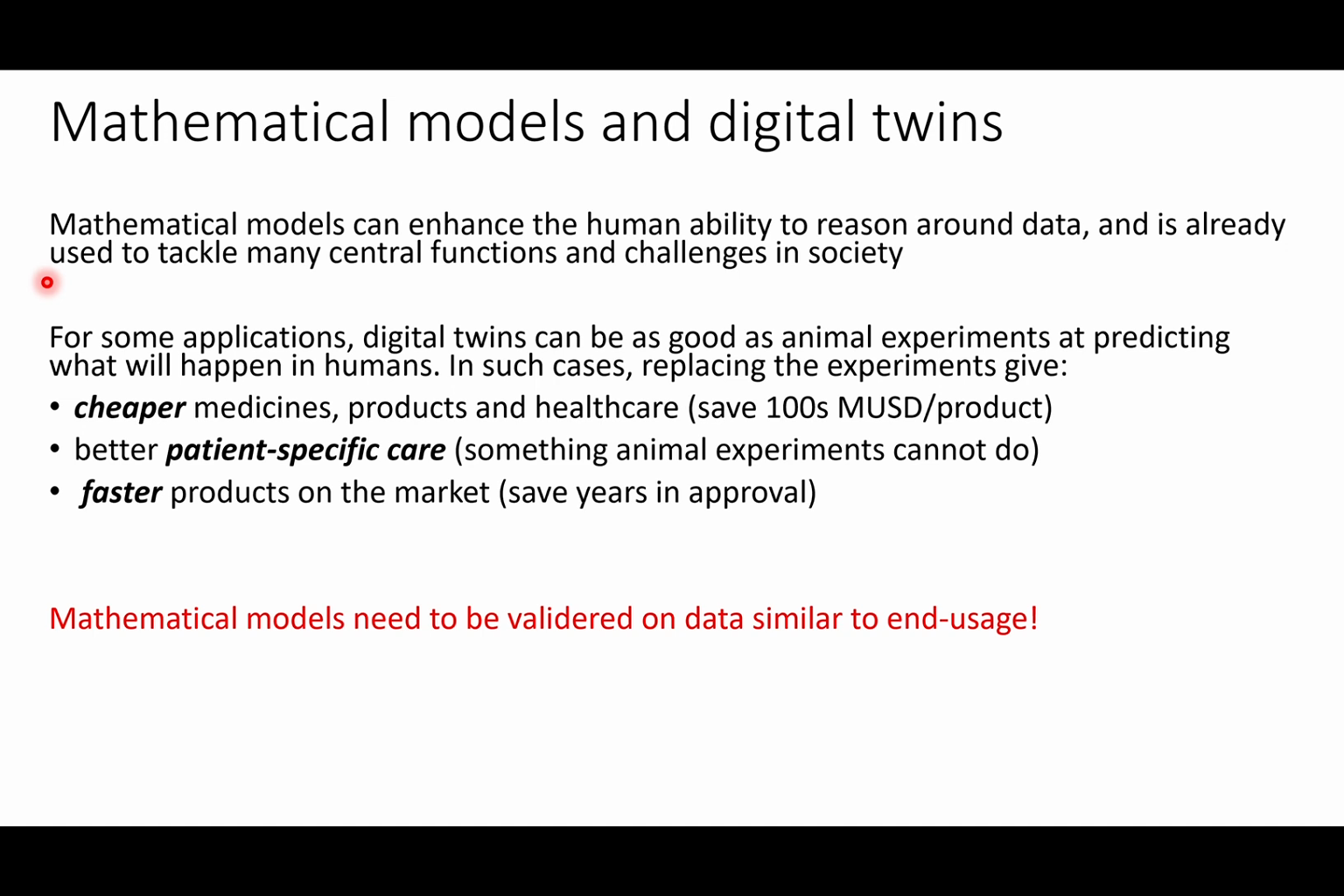And mathematical models need to be validated on data that is similar to the end usage. And the end usage predictions must be done with an uncertainty which takes all data and all uncertainties into account. And all of this is highly critical for COVID-19, where you need to know that you can trust a model, and you need to have models in place, because we cannot wait years, as society is at a standstill. We need to develop things as soon as we possibly can.